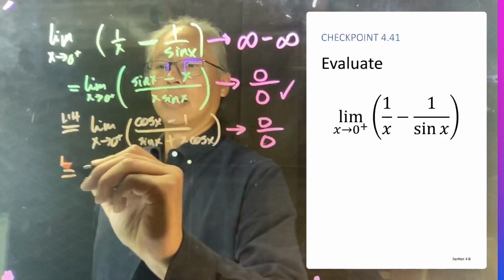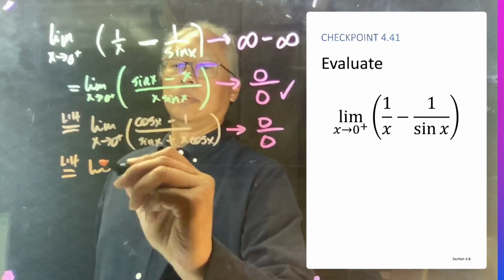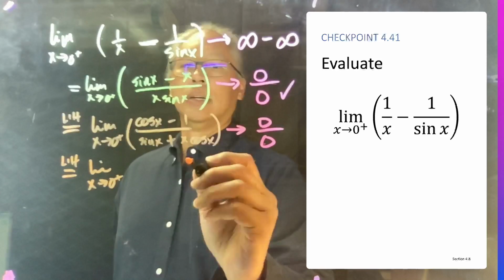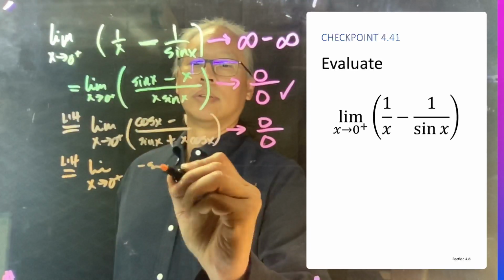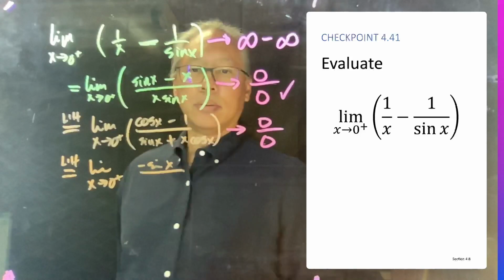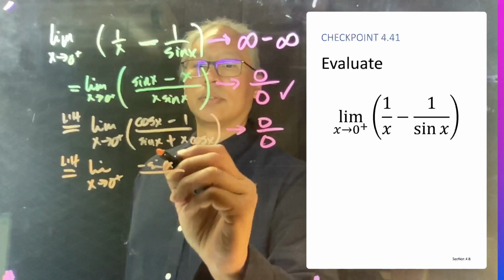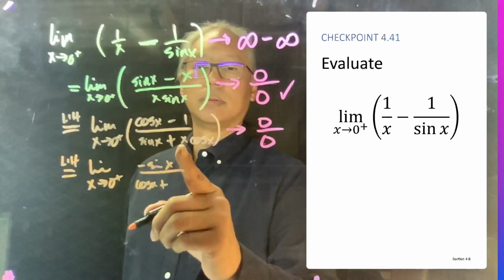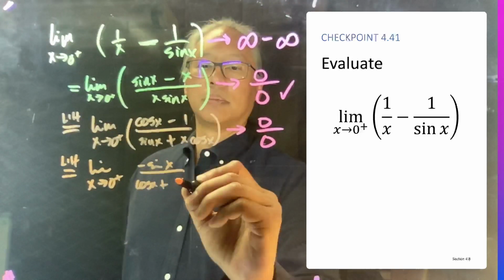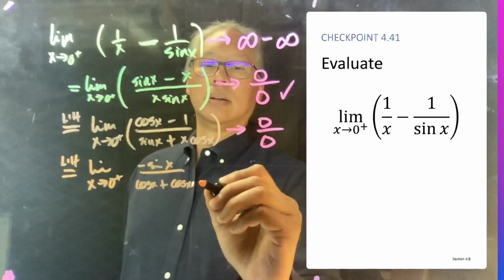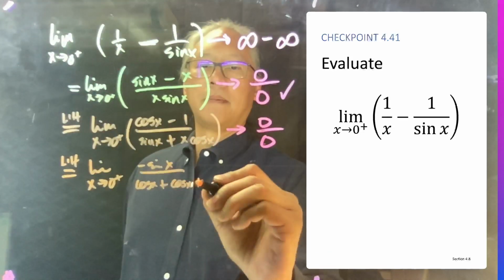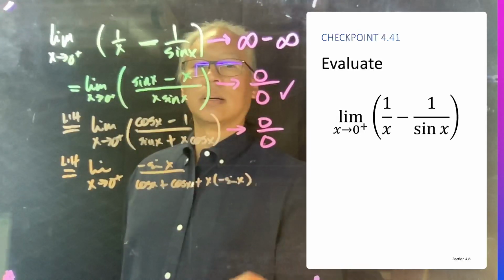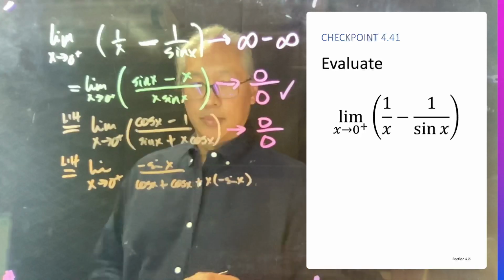So applying L'Hopital's rule again, I'm going to take the limit as x approaches 0 from the positive side. The derivative of cosine is negative sine, and the derivative of 1 is 0. The derivative of sine is cosine, and here is going to be another product rule. So it's the derivative of x times the second, cosine, plus the first times the derivative of cosine, which is negative sine x, and that's it.